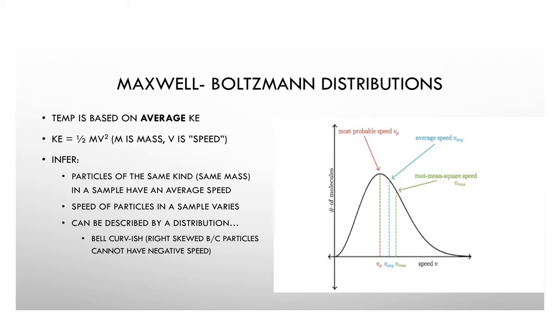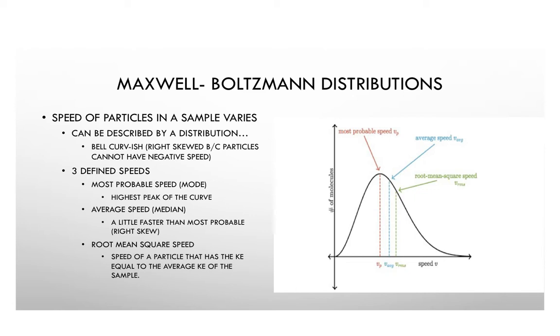You've got some particles that are moving very, very fast, and some particles that are moving very, very slow. But we can describe how fast the different particles are by some kind of distribution, and it ends up being a bell-ish curve. It's right skewed, so it tails off in this direction just a little bit because particles can't have a negative speed, so it gets stretched out in that particular way. Within my distribution, we have some particles moving very slow, some moving very fast, and many moving at in-between speeds.